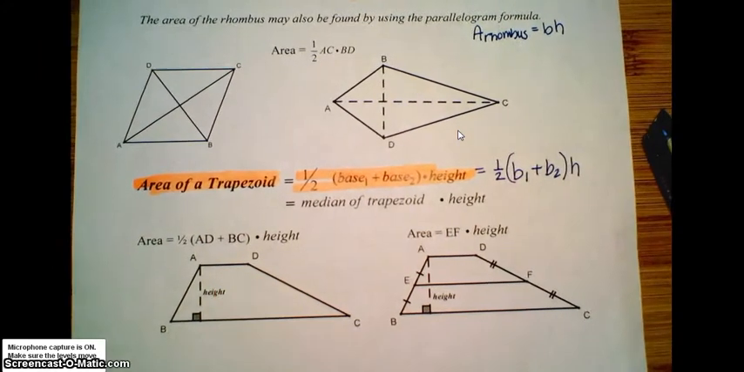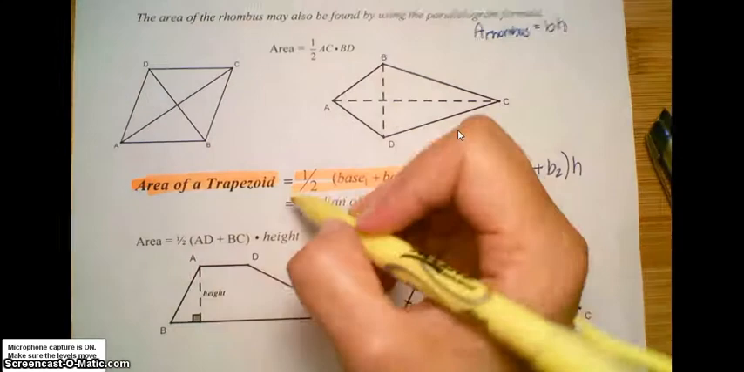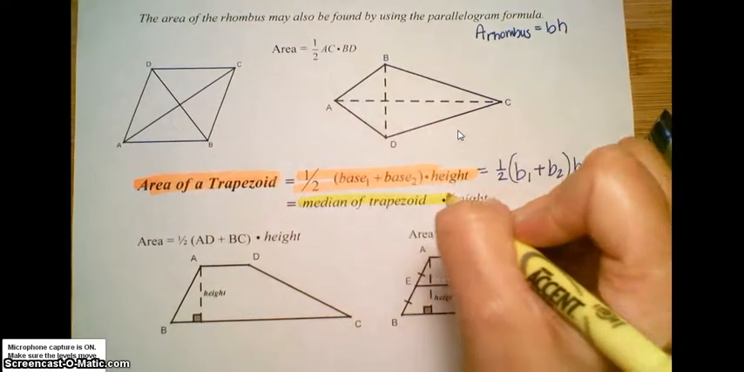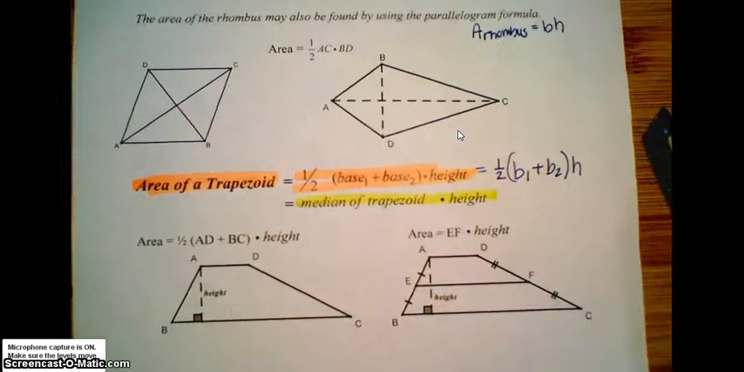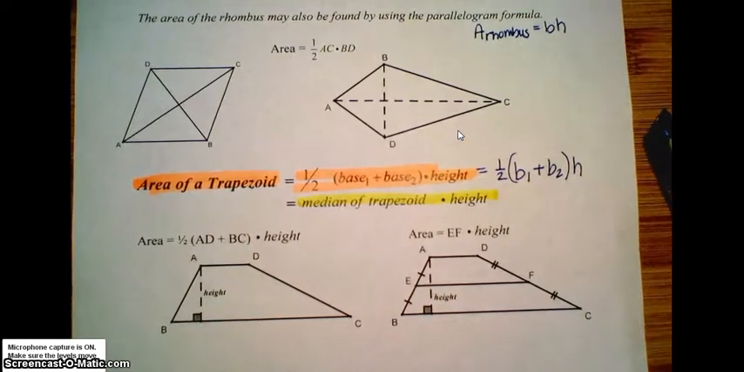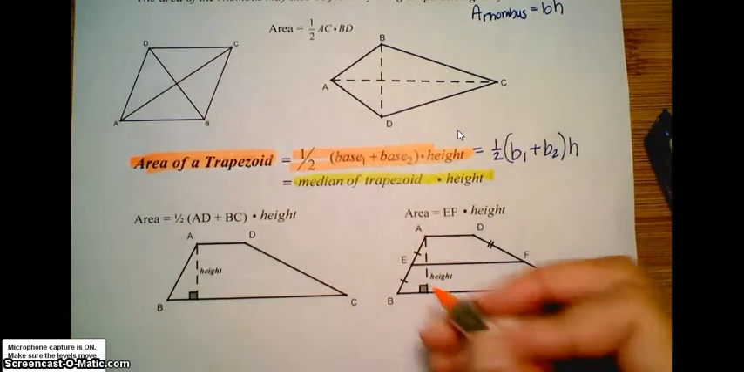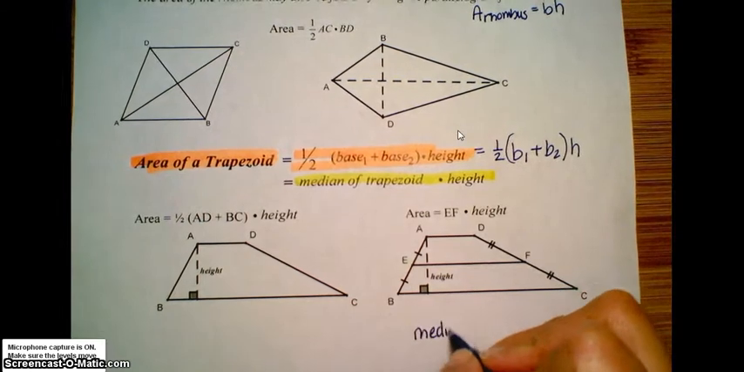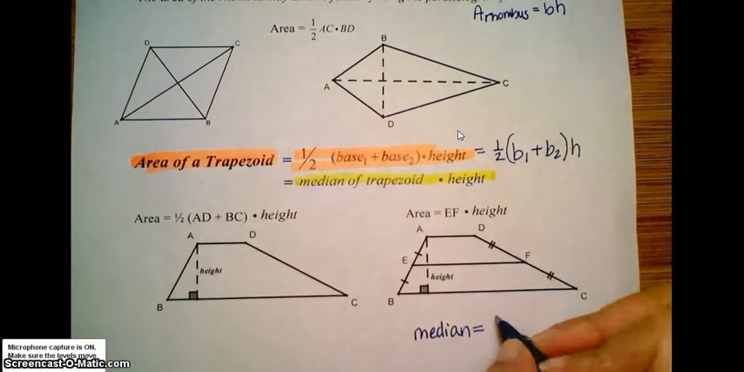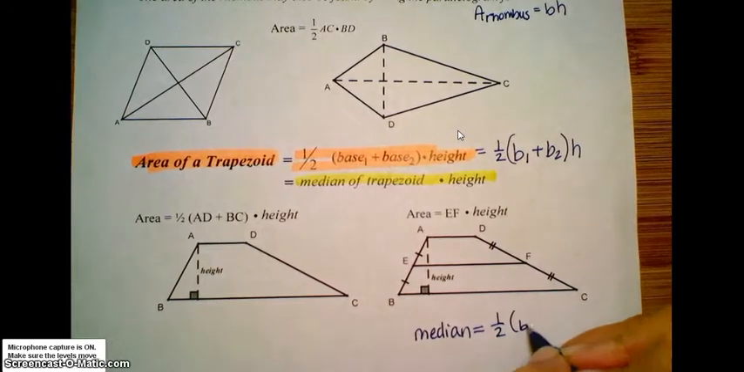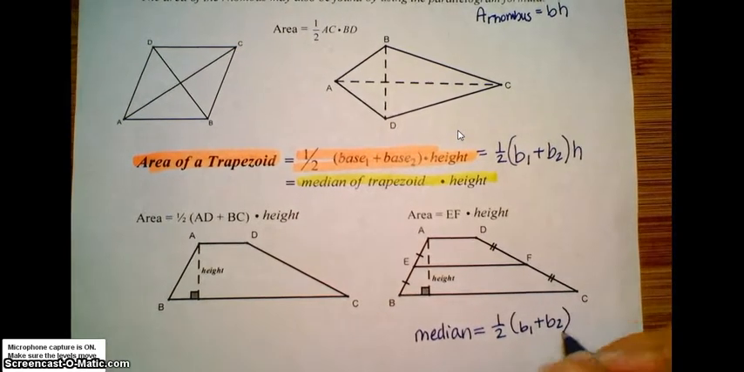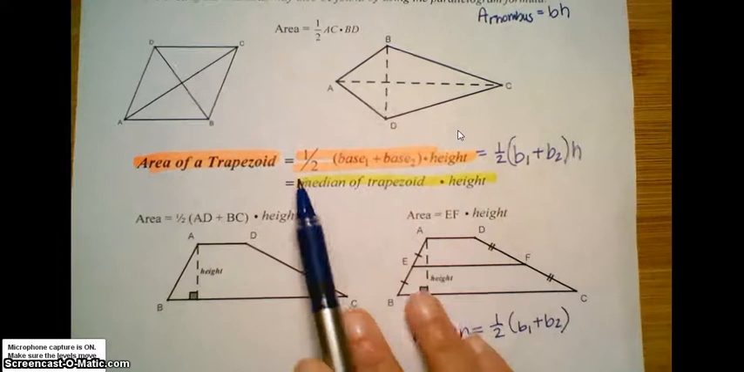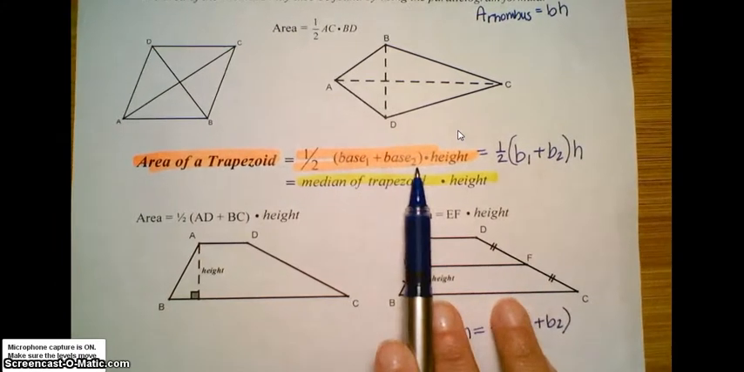Now, we also have the secondary version that the area of your trapezoid can also be the median of the trapezoid times the height. If you recall from previous chapters, the median of your trapezoid is the average of the bases. So you add together B1 plus B2 and divide by two, and you'll get the median. So that's, as you can see, this portion of your formula.